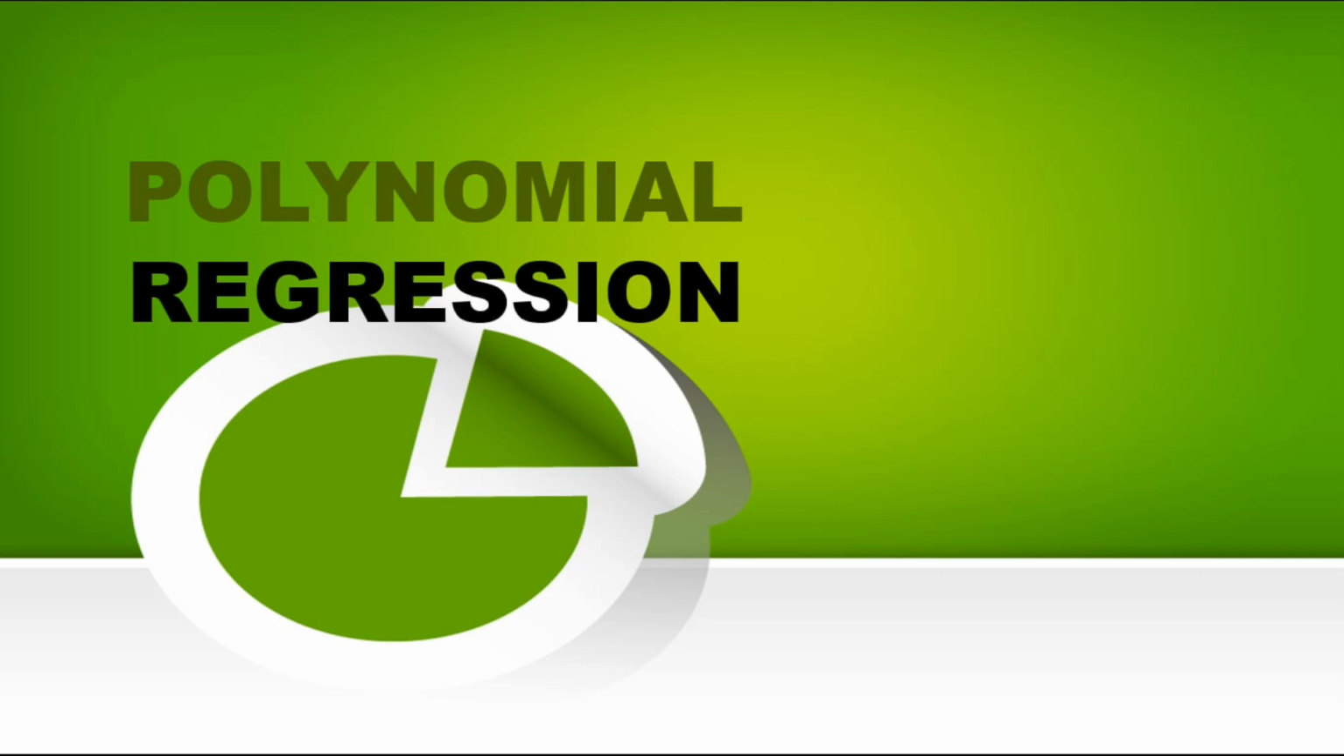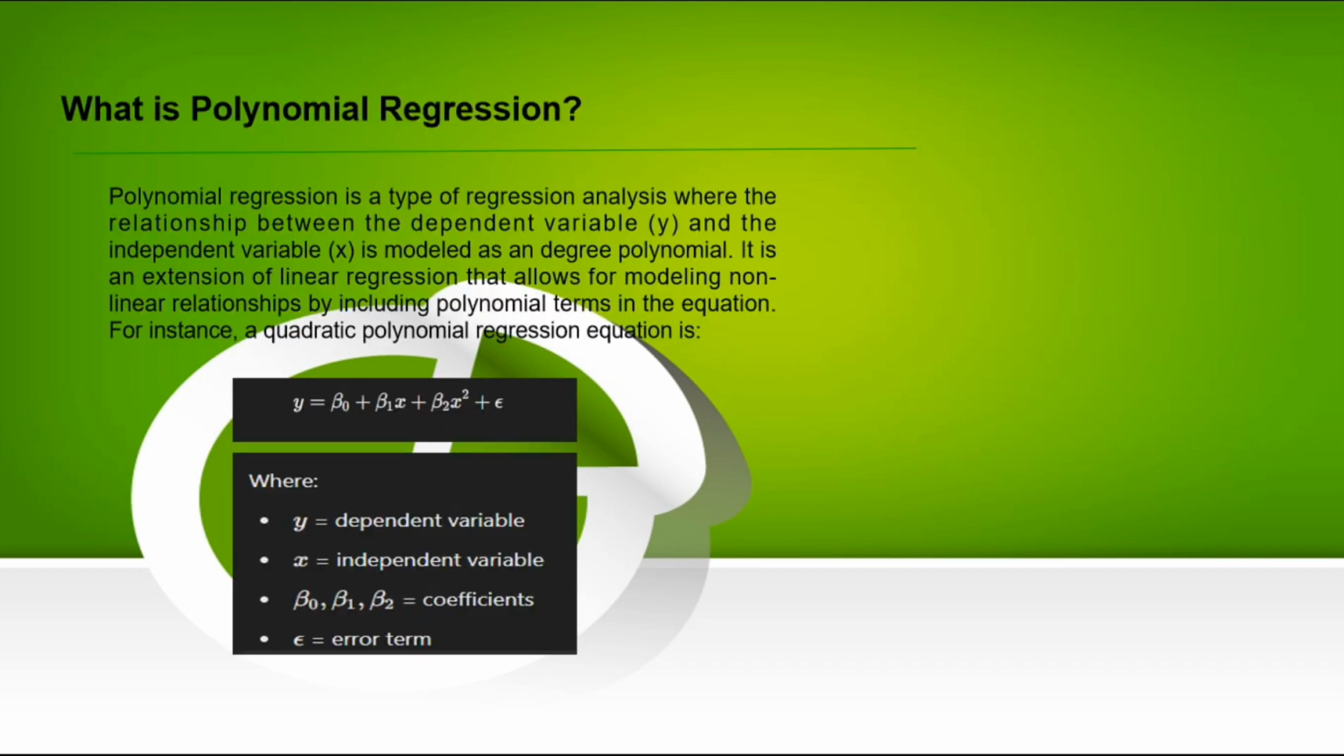My report is all about polynomial regression. So first of all, let's define polynomial regression. A polynomial regression is a type of regression analysis where the relationship between the dependent variable and the independent variable is modeled as an nth-degree polynomial. It is an extension of linear regression that allows for modeling nonlinear relationships by including polynomial terms in the equation. For instance, a quadratic polynomial regression equation is shown below.